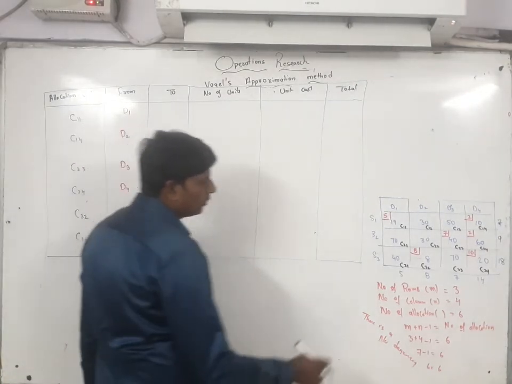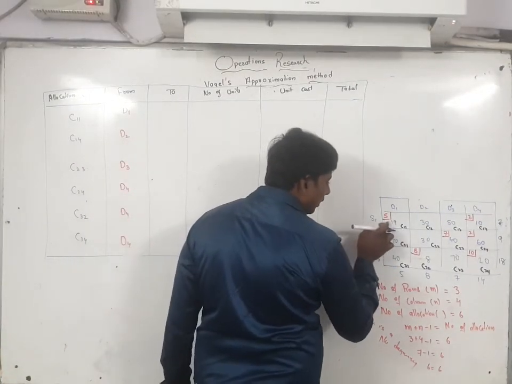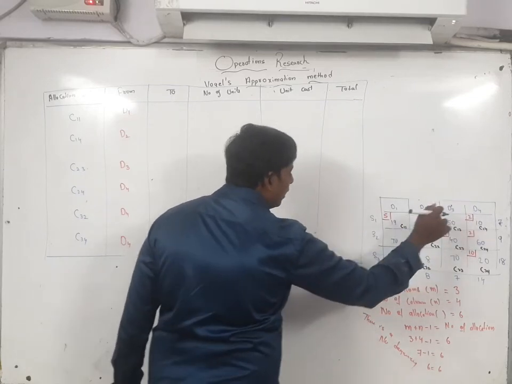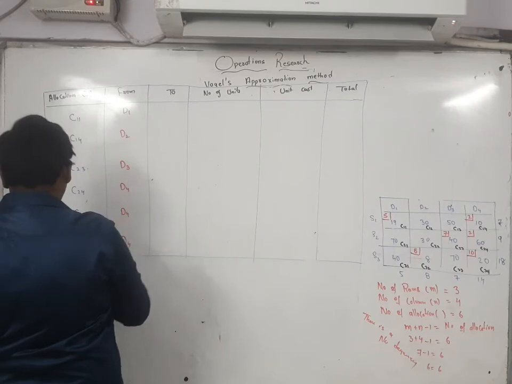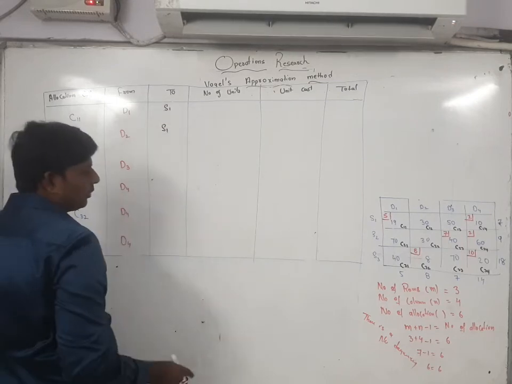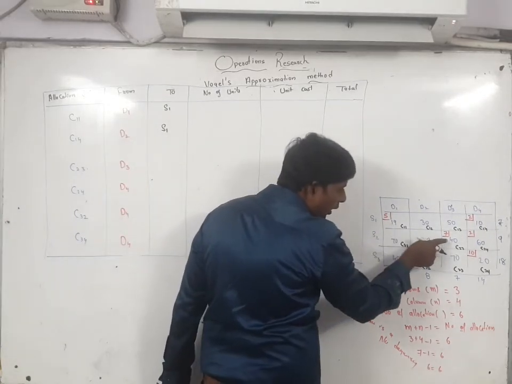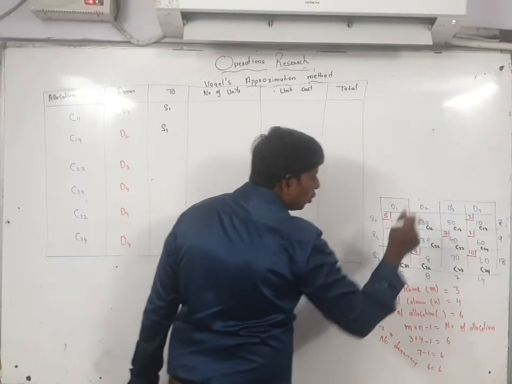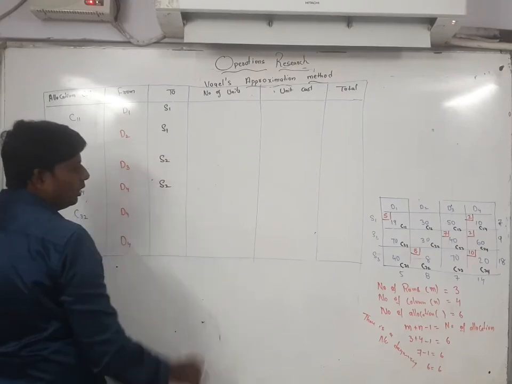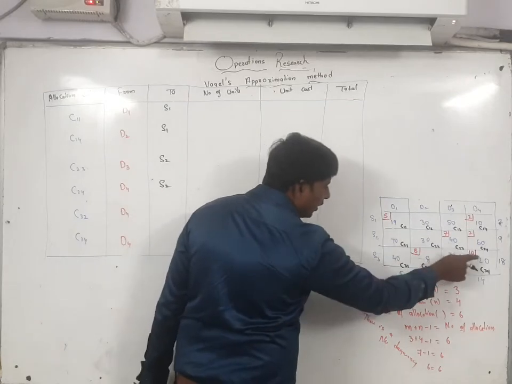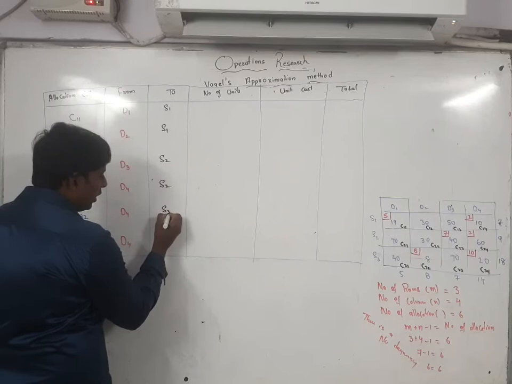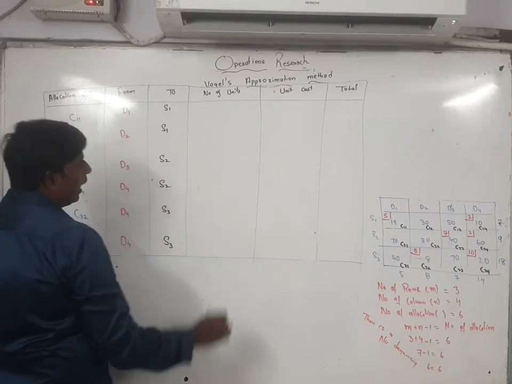After that, row wise, in S1 how many allocations are there? 2 are there. One is here, another one is here. So S1 I have to write 2 times. Here S1 and here also S1. As you can see in S2, how many allocations are there? 2 allocations are there. So here also you can write S2 and here also S2. In S3 how many allocations are there? 2 allocations are there. So here also I can write S3 and here also S3.